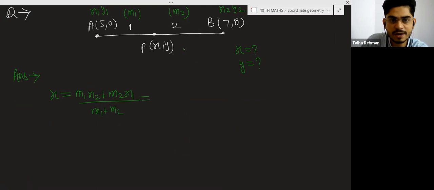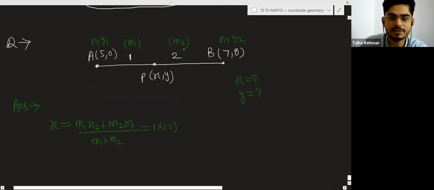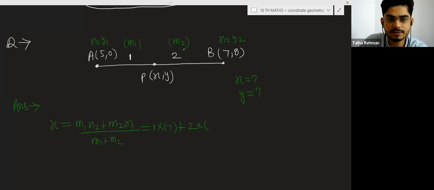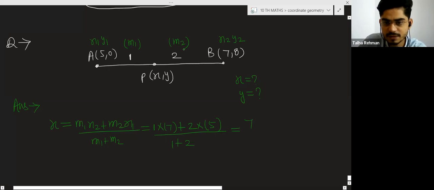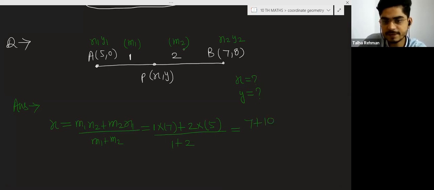Now what is m1? m1 is 1. What is x2? x2 is 7. Plus, what is m2? 2. What is x1? x1 is 5. Divided by m1 plus m2, means 1 plus 2. This will become 7, this will become 10, and this will become 3. The answer is 17 divided by 3, so the x coordinate will be 17 divided by 3.